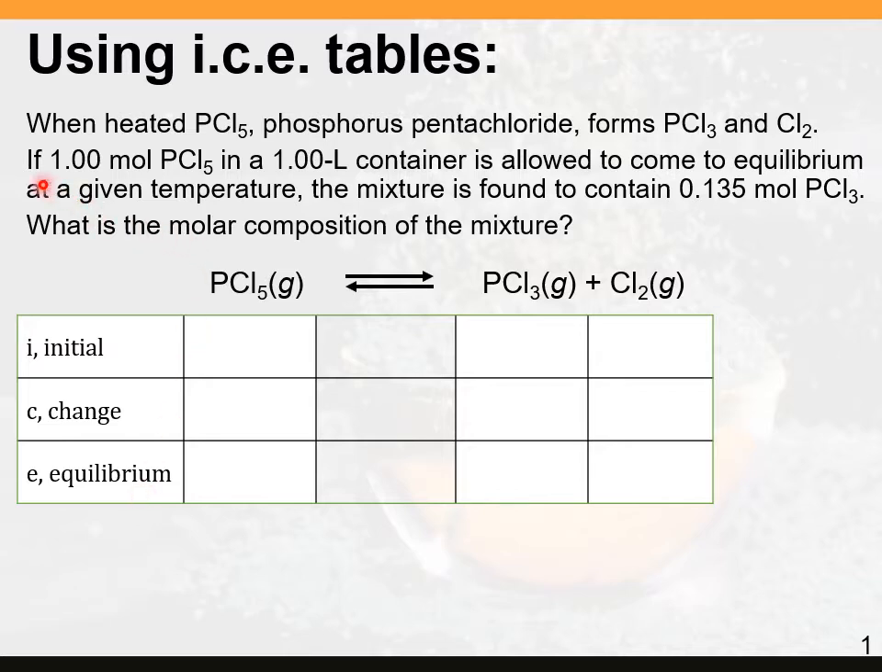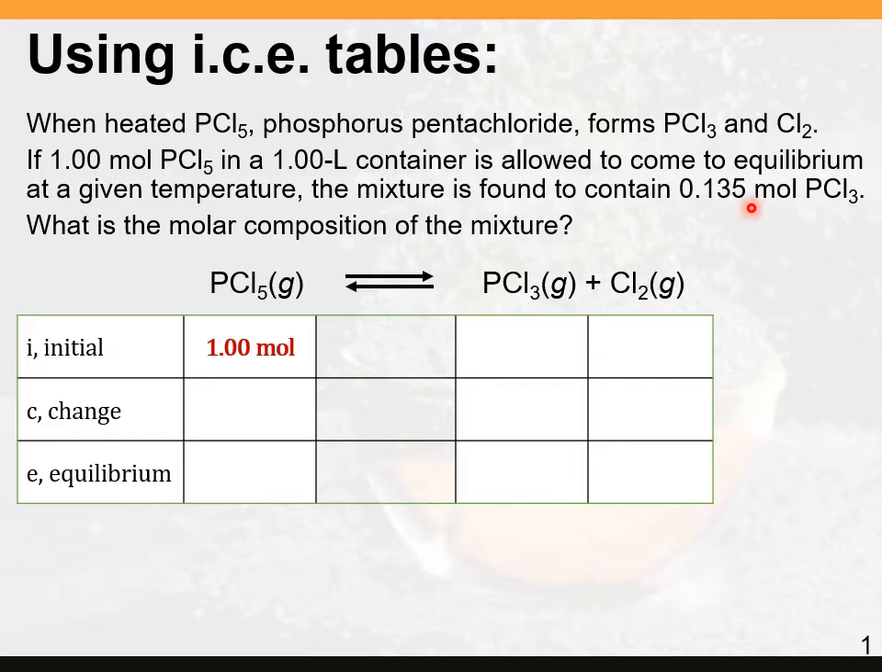For our question here, 1 mole of phosphorus pentachloride is placed in a 1 liter container, and it is allowed to come to equilibrium. That means the reactant is placed, and once equilibrium is reached, we got all 3 species, the reactant and the 2 products, in equilibrium. At that state, the mixture is found to contain 0.135 moles of phosphorus trichloride. So this is the given information which we are going to plug into the I.C.E table.